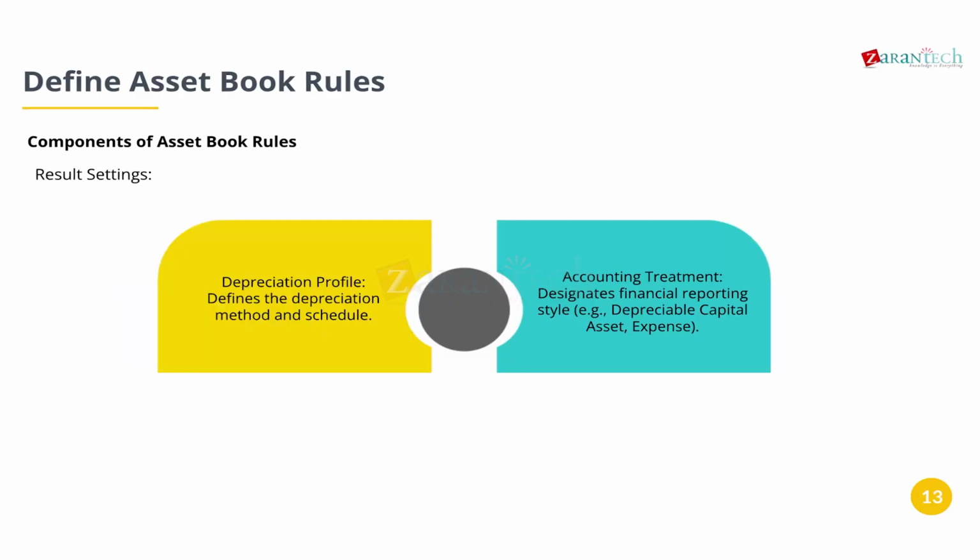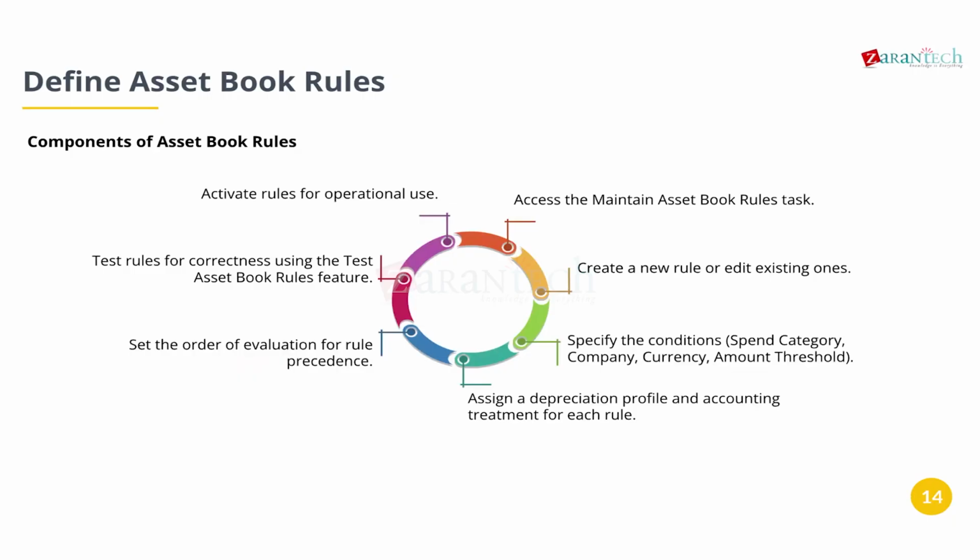Now, before doing that, the first thing we need to have is a spend category that is trackable. Another important thing is having depreciation profiles ready. And once we define the depreciation profile, it will be super helpful. How we can define the rules, I have already told you. Maintain asset book rule task. We can create a new rule, or we can add into the existing one.